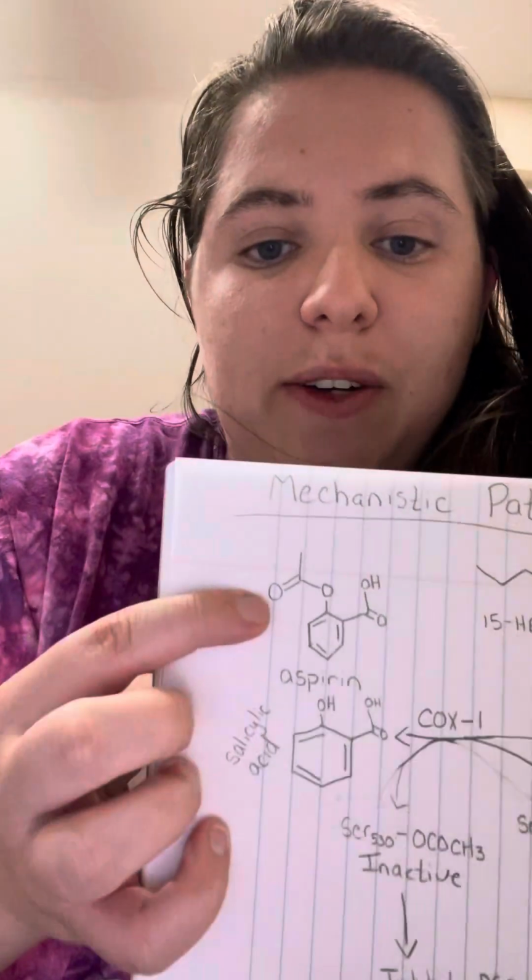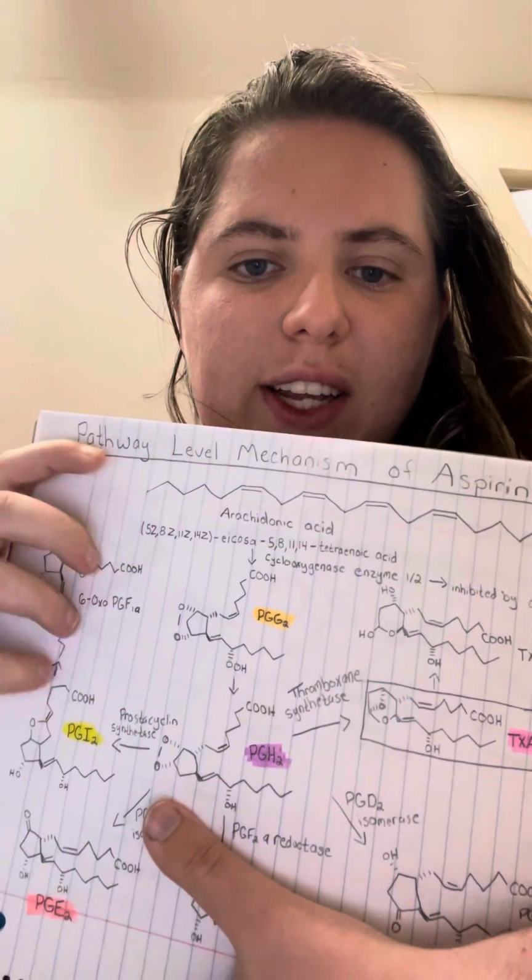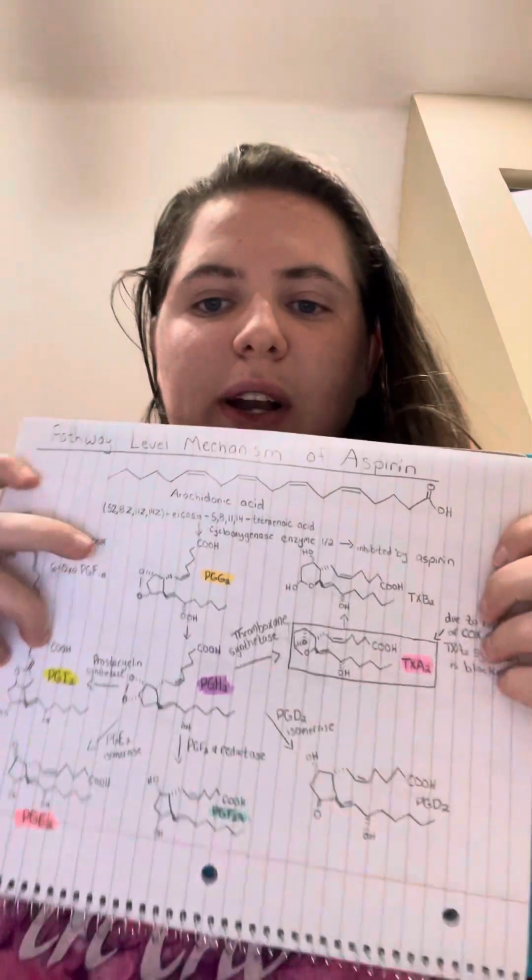So here I have drawn out the structure for aspirin, and for this one I have drawn out the structure for the arachidonic acid, which is this long structure right here. So this is the pathway level mechanism of aspirin.